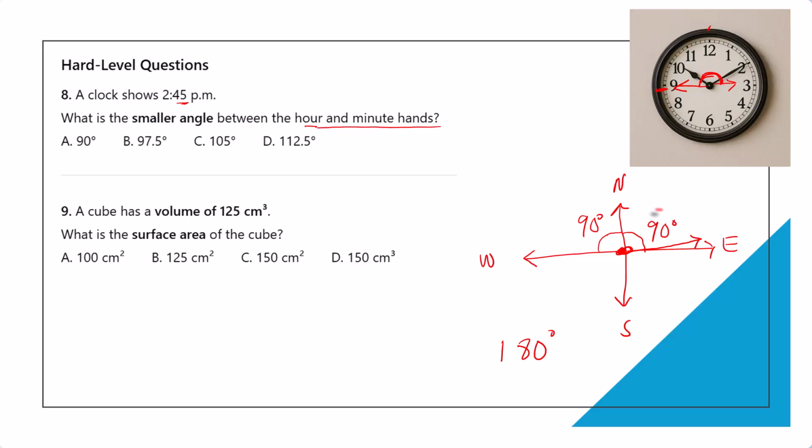For this part, I would say 90 plus around 70 degrees, roughly, for year 5. So the answer should be around 170 or 160, which is not here. So this cannot be the right angle. It says the smaller angle between the hour and the minute hand. Do you see that? So it can't be 90.